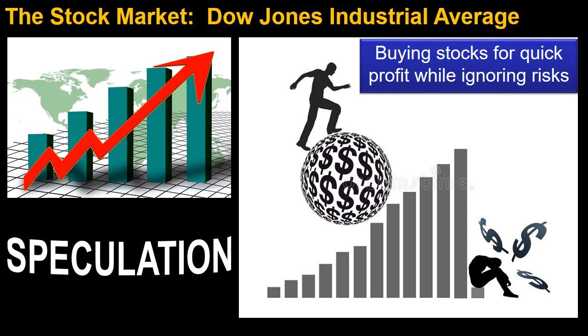The Dow Jones Industrial Average was the most widely used barometer of the stock market's health. The Dow is a measure based on the stock prices of 30 representative large firms trading on the New York Stock Exchange. By 1929, almost 4 million Americans owned stocks. The problem was that people were engaging in speculation. They bought stocks and bonds on the chance of a quick profit while ignoring the risks.